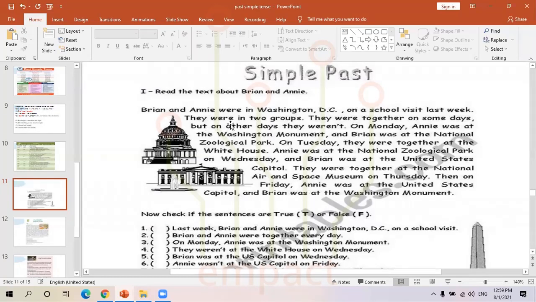these 2 students, they were somewhere together. It was a kind of school visit. It was about last week. Like last week, these two students went on a school visit and they visited some kind of different places, okay? Also, in some days they were together, in some other days they weren't. Is that clear? Once we start to read it, we will translate the text together, okay? Now let's see who would like to be the first one to read the text for us.